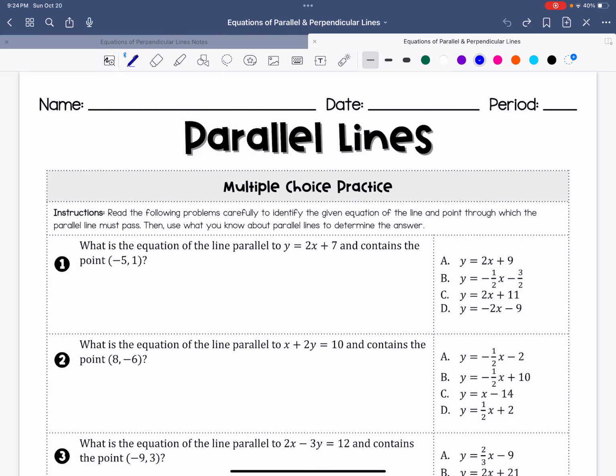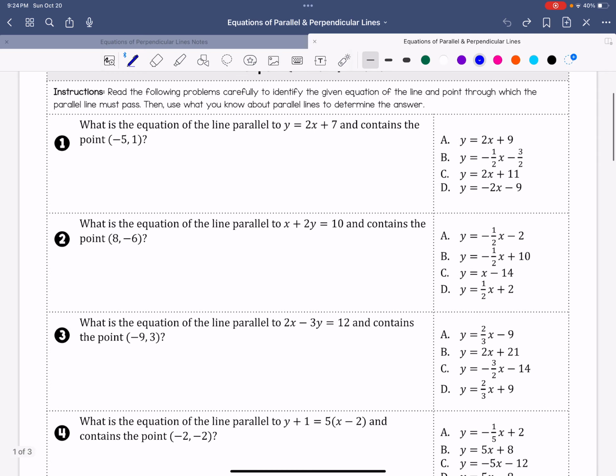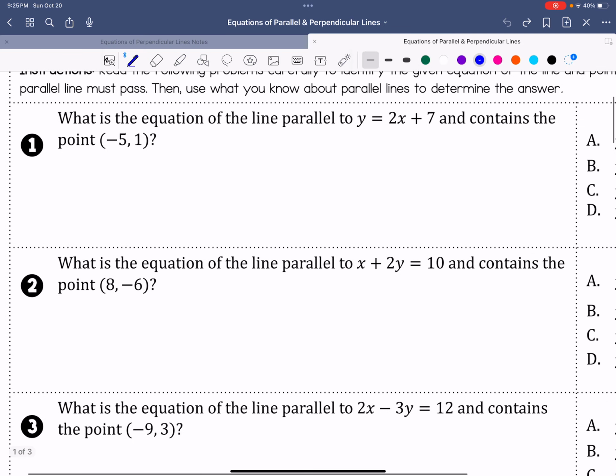In this video, for today's assignment, you are going to be doing tying it all together on parallel and perpendicular lines, which is what you learned on Thursday and Friday. So, very first thing, let's go ahead and take a look over at number 1. Number 1 says, what is the equation of the line parallel to y equals 2x plus 7 and contains the point negative 5, 1?